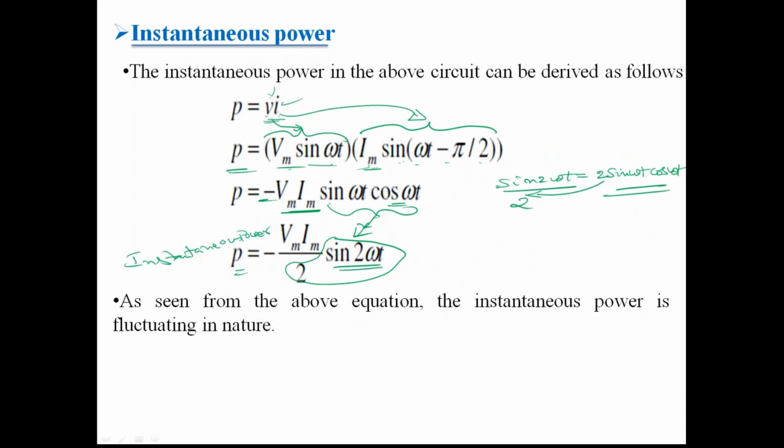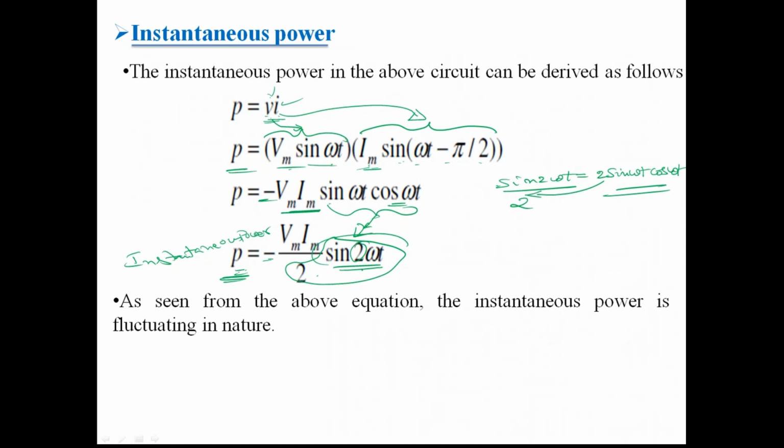Therefore, it is equal to minus Vm Im by 2 sin 2 omega t. As seen from the above expression, the instantaneous power is also sinusoidal, with a frequency of 2 omega. Just as we discussed in yesterday's class, power in a pure resistance is also like this, but it is positive, power is positive, but it is fluctuating, and the frequency of those fluctuations of the instantaneous power is double the frequency of the voltage and current waveforms.